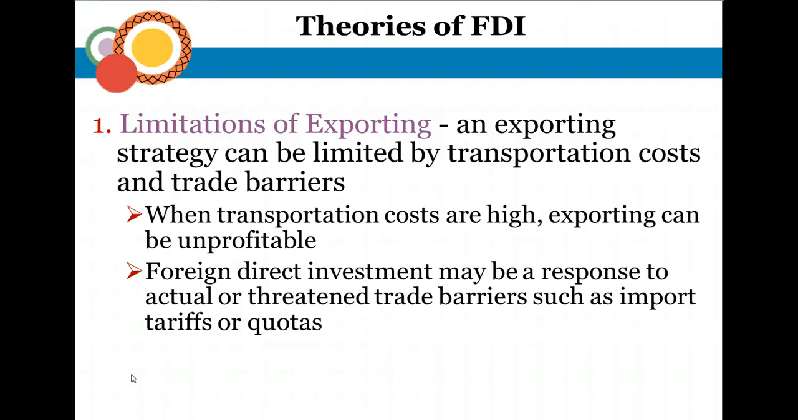Some companies may start with exporting first, see how the product takes, and if the exporting goes well, then they could make a further investment in the country to set up their own shop and subsidiary there. So it's sort of a process. Some companies may just go right to foreign direct investment right away, and some may actually test the waters with a licensing or exporting agreement first.